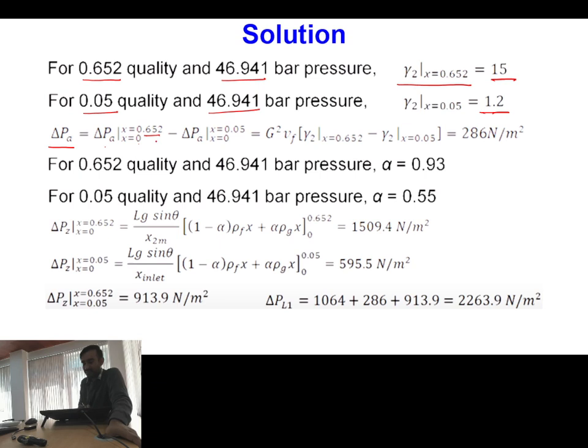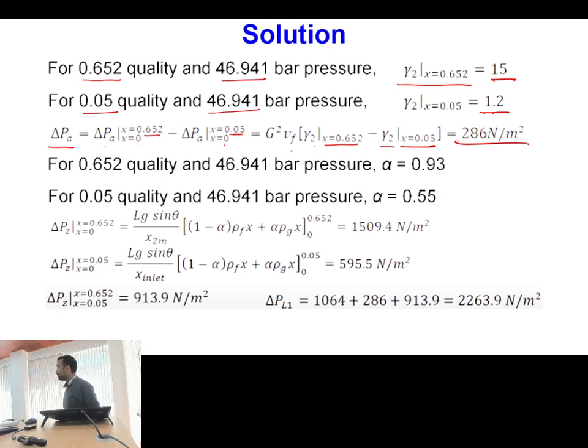to 0.652 minus 0 to 0.05. So which is G square times Vf into gamma 2 for x equal to 0.652 minus gamma 2 for x equal to 0.05, and this is coming out to be 286 Newton per meter square. Is this one clear?